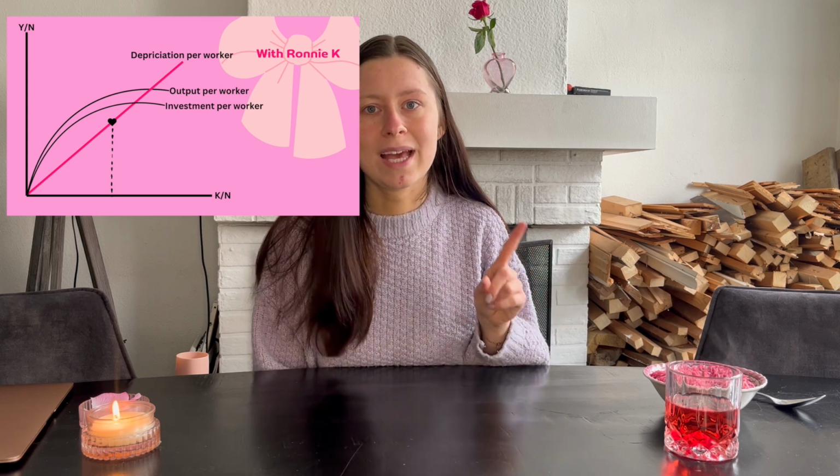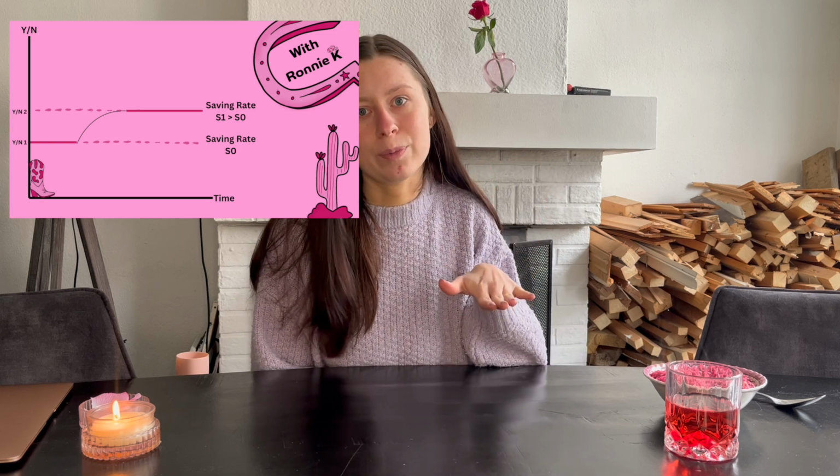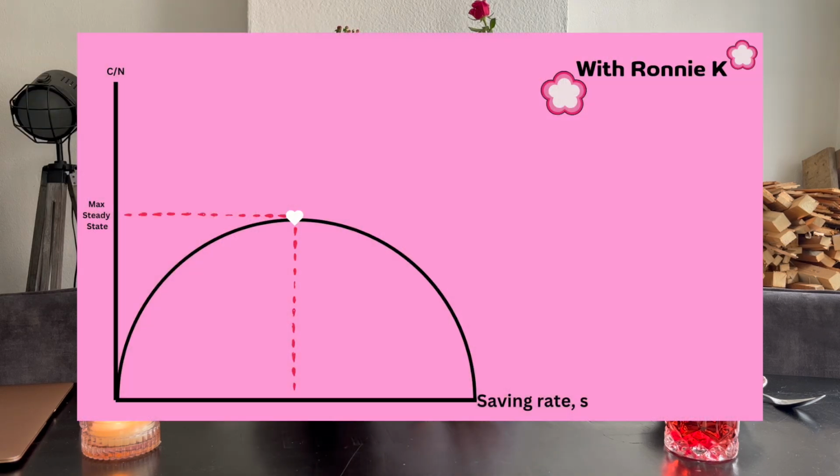Of course, we said that investment equals savings, so an increase in savings rate will also create an effect because it shifts investment per worker up but still below the output. We can also show graphically the relationship between consumption per worker and the savings rate, where there is a max steady state at the top, at the peak of the graph.